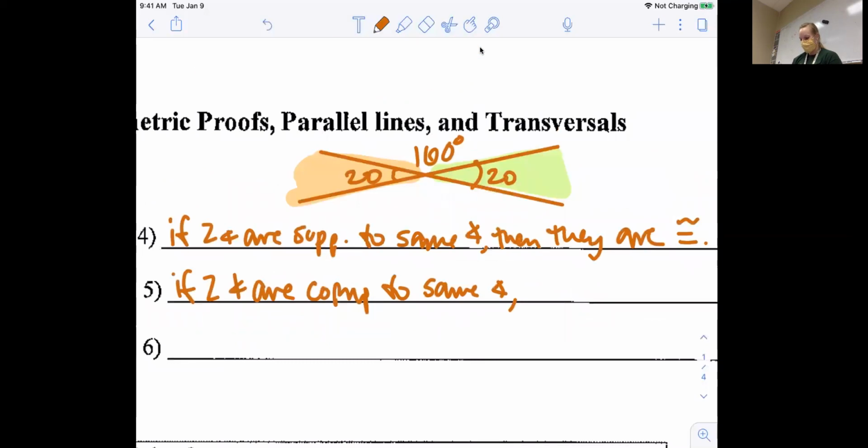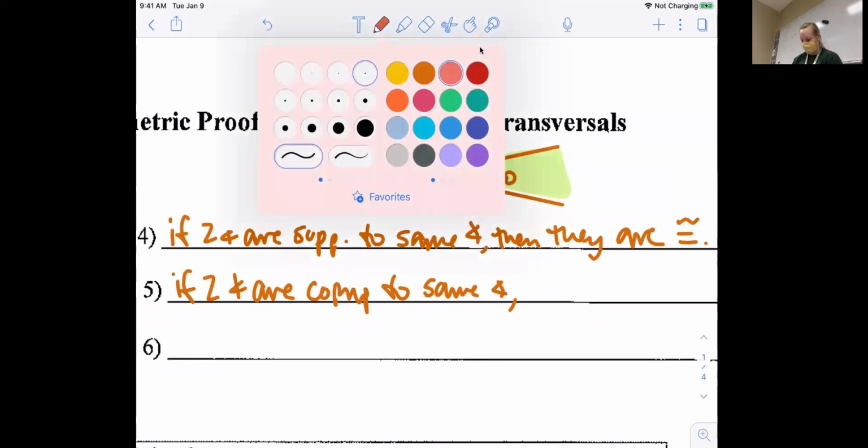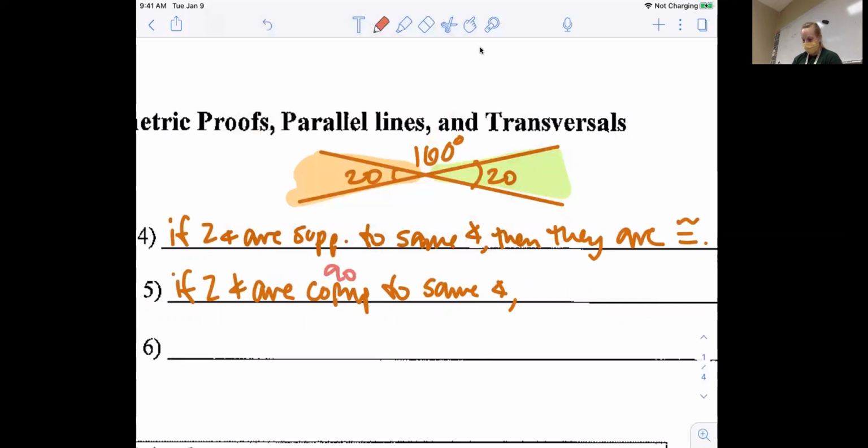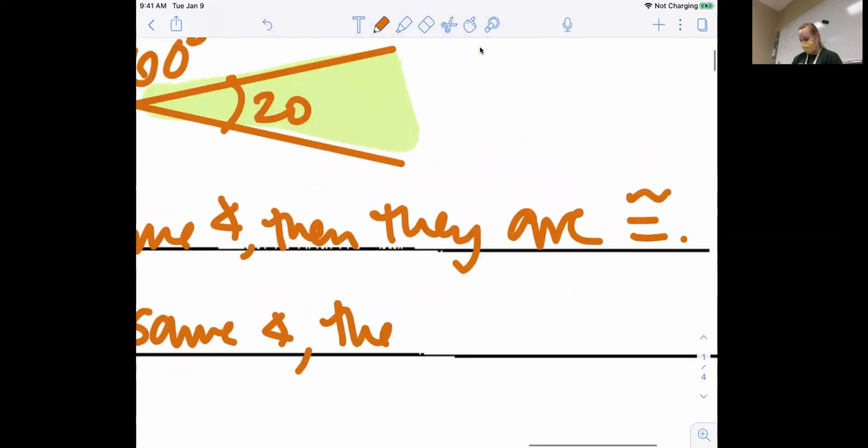Maybe I'm going to write a little 90 up there so I don't forget that complementary means 90 and supplementary means 180, just in case I lost some brain cells over the weekend. Then they are congruent.